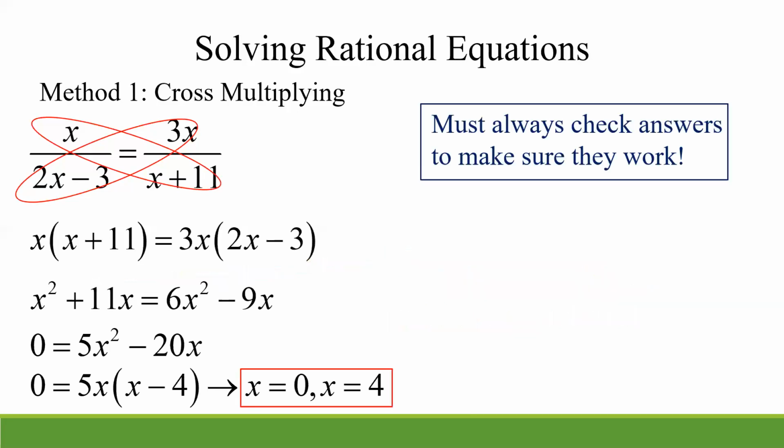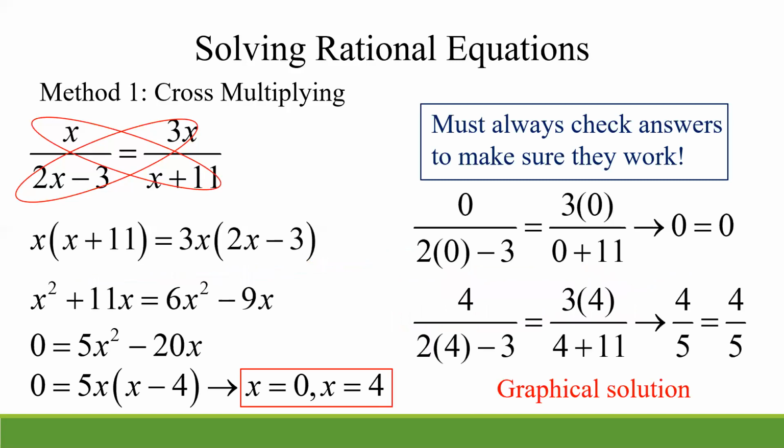Again, we should always go back and check these answers. So if I plug both of those in, I kind of did it both at one time up here. So I've got, if I plug in 0 for all the x's, then it just becomes 0. And if I plug in 4 for all the x's, then both sides simplify out to 4 over 5.